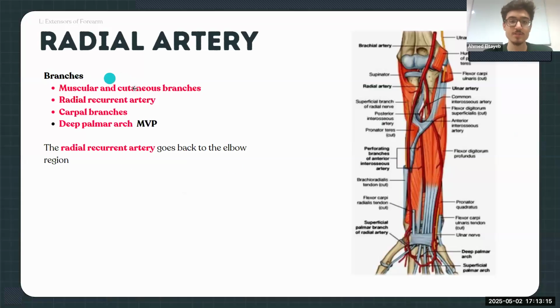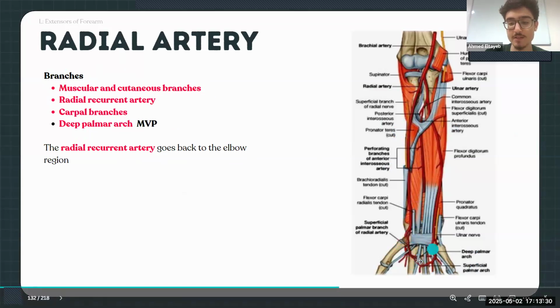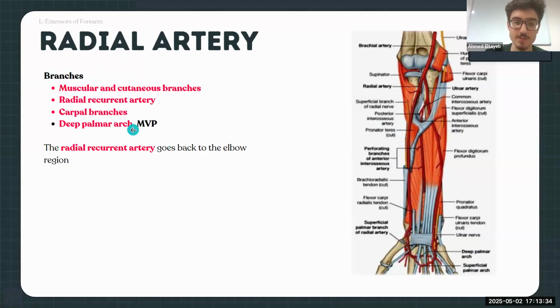Let's talk about some branches. We have, of course, some forearm branches, which are the muscular and cutaneous. You have also the radial recurrent artery, and you have the carpal branches and the deep palmar branches, or the arch deeper in the hand. What is the most important of all of these branches? The deep palmar arch. It's very important. We're going to talk about it later. The radial recurrent artery. Let's explain what recurrent means.